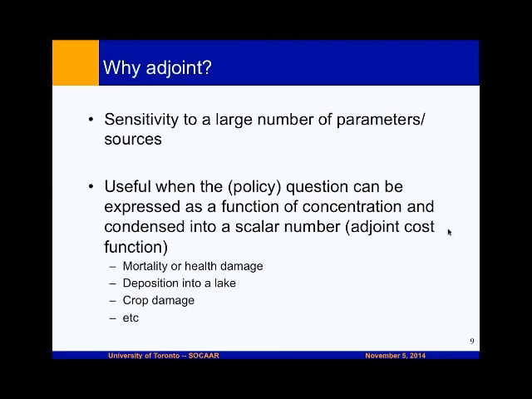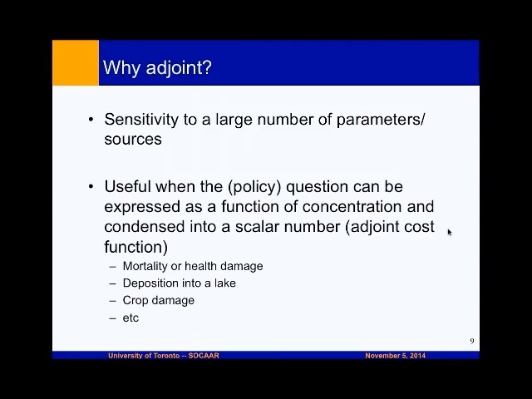There are other examples of this as well. One example is the total deposition into a lake, for example. There are attempts to define attainment or non-attainment of the standards based on a single number, or the percentage or the risk of attainment or the risk of non-attainment as a number. Crop damage by ozone, for example, is another application that people are looking at, etc.